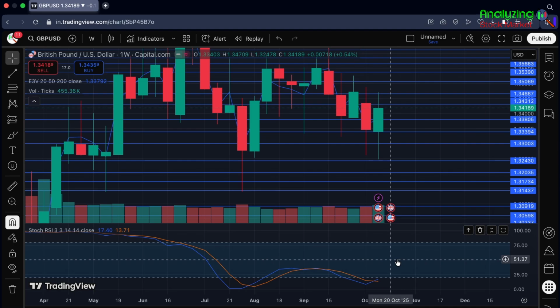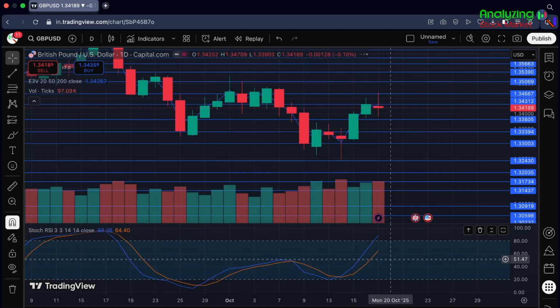So now let's mark some important support zones and resistance zones on our 1-day chart. So this is a 1-day chart.